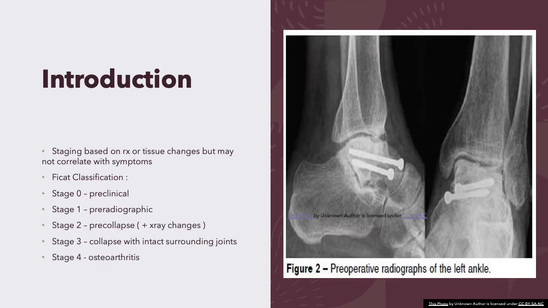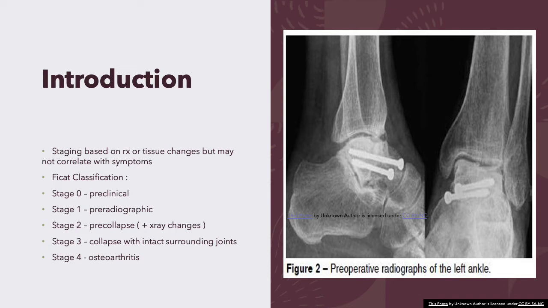First, let's talk a little bit about staging, which with regards to AVN is based on radiographs or tissue changes, but may not correlate with the patient's symptoms. The ARCO classification is the most widely accepted classification when discussing AVN, and it's gone through several iterations over the years as imaging modalities have improved and generally the understanding of AVN of the talus has improved. It comes in 5 flavors or stages, if you will.